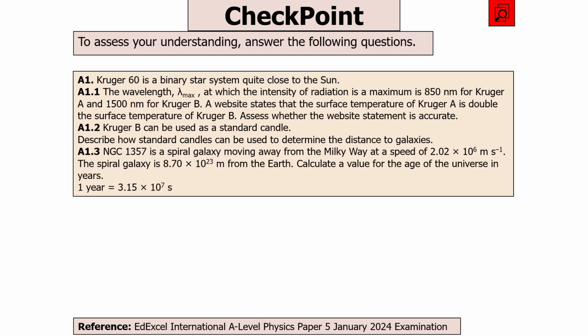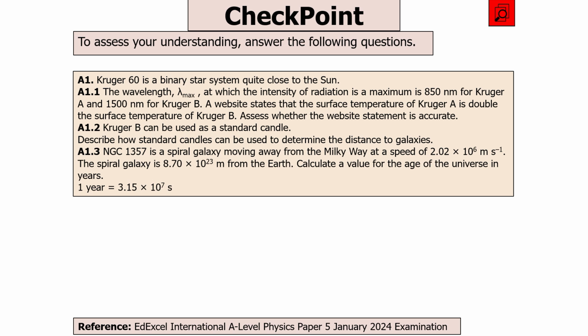In the next question, it says Kruger 60 is a binary star system quite close to the Sun. The wavelength at which the intensity of radiation is at a maximum is 850 nanometers for Kruger A and 1500 nanometers for Kruger B. A website states that the surface temperature of Kruger A is double the surface temperature of Kruger B. Assess whether the website statement is accurate. Kruger B can be used as a standard candle. Describe how standard candles can be used to determine the distance to galaxies.